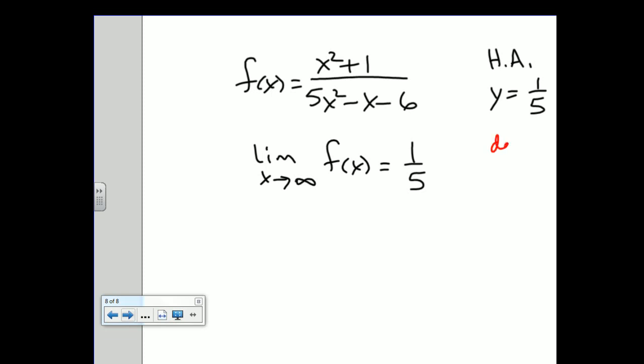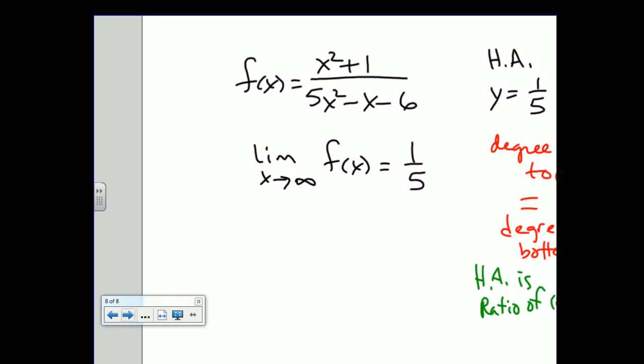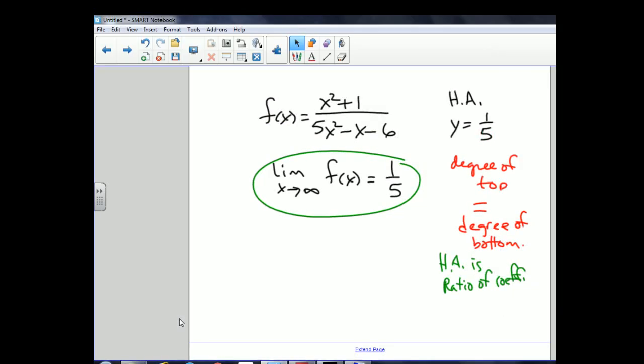How do we know the horizontal asymptote is y equals 1/5? Because the degree of the numerator, the degree of the top, equals the degree of the bottom. And if the degree of the top equals the degree of the bottom, then the horizontal asymptote is the ratio of coefficients of those terms. So that's how we determine limits involving infinity. Now that concludes the lecture for 1.3. And so we're done.